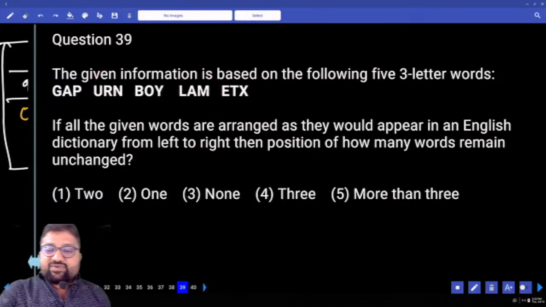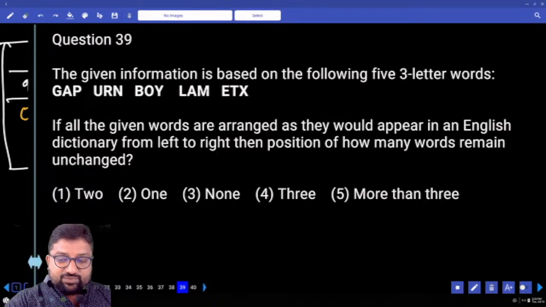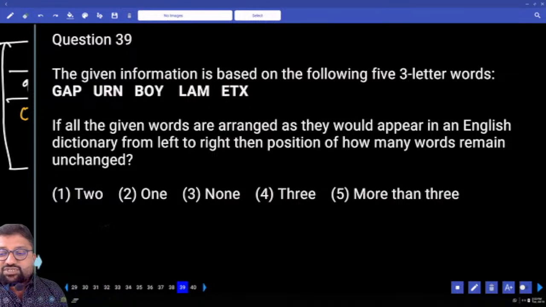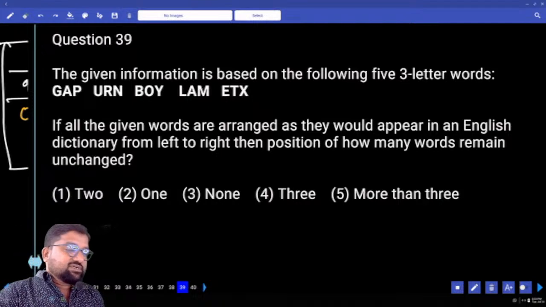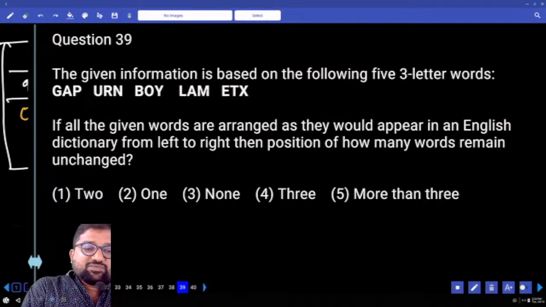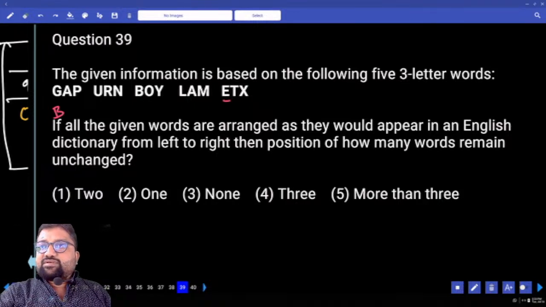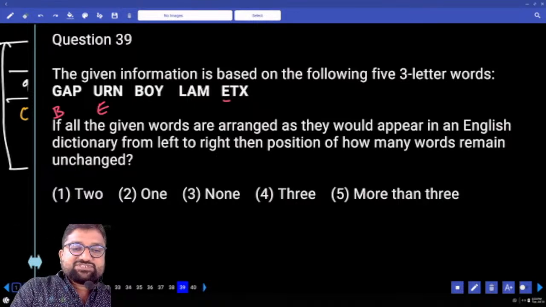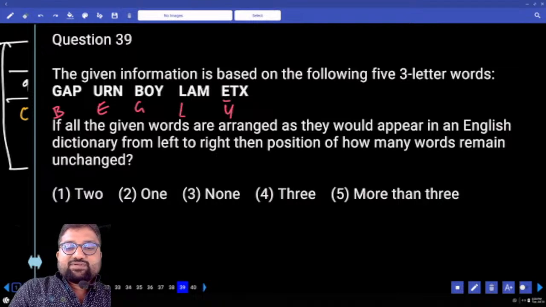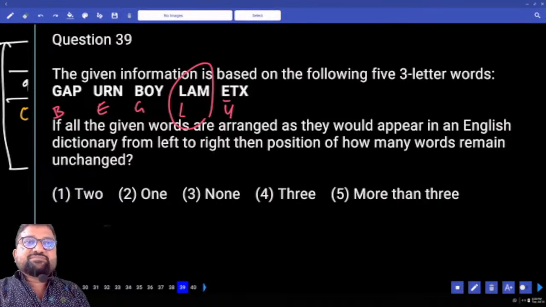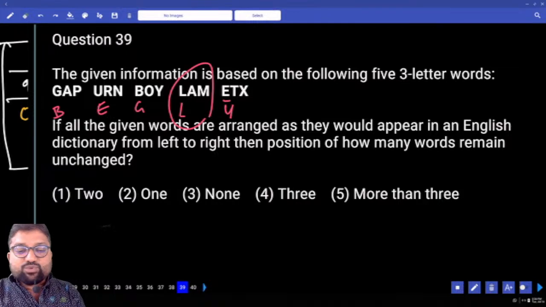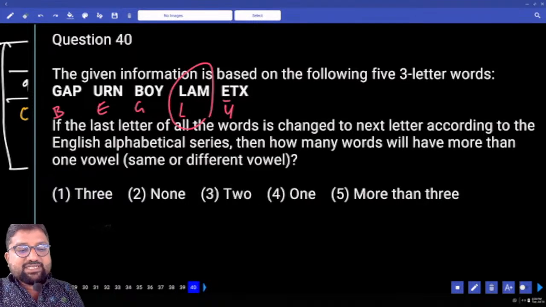39. If all the given words are arranged as they would appear in the English dictionary from left to right, then the position of how many words will remain unchanged? I need to go for the first letter of each word. Which is the first letter? B, then E. A, B, C, D, E, F, G, H, I, J, K, L. How many remain unchanged? Only one. You have to arrange in dictionary order, alphabetical order from left to right.